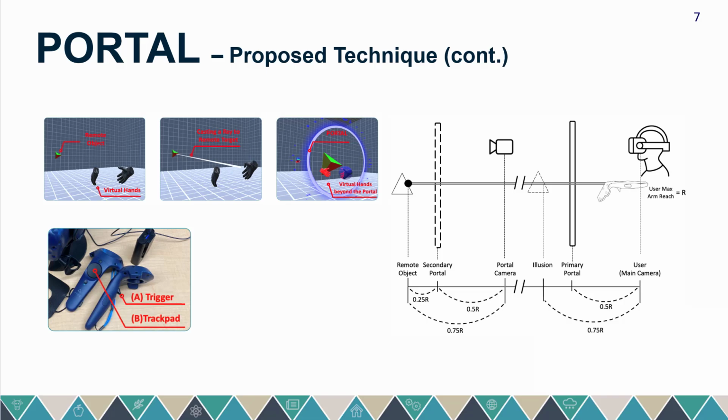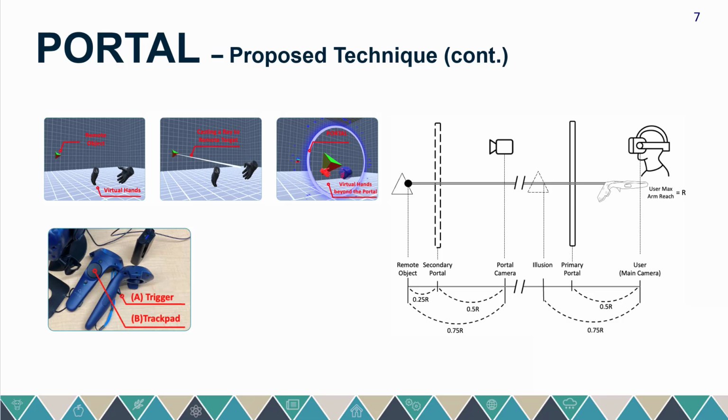Porter uses the ray casting technique as its selection tool. When a user clicks the trackpad button on the controller, a ray emerges from the virtual hand. When the user clicks the trigger button, while the ray is pointing to the remote target, Porter is created. Porter consists of three elements: primary Porter, secondary Porter, and Porter camera.